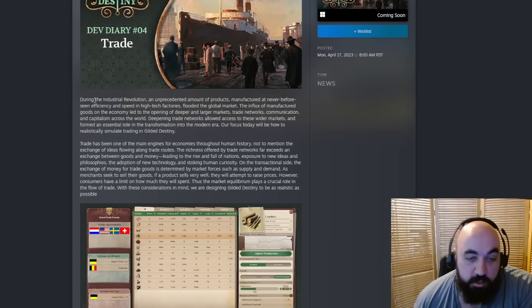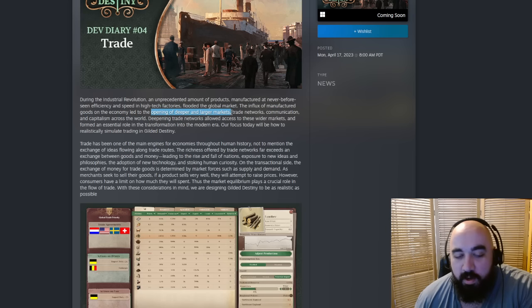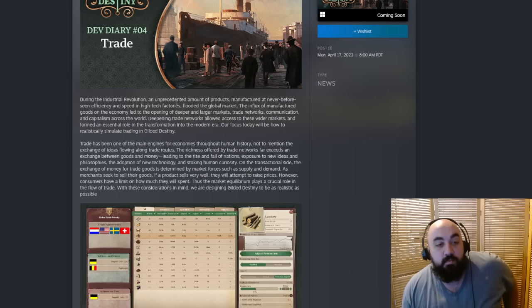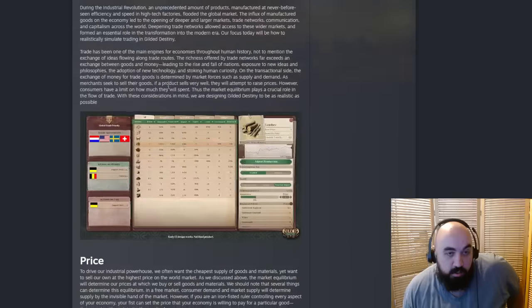During the Industrial Revolution, an unprecedented amount of products manufactured at never before seen efficiency and speed in high-tech factories flooded the global market. The influx of manufactured goods on the economy led to an opening and deepening of larger markets. Trade networks, communication, and capitalism across the world. Deepening trade networks also allowed access to these wider markets and informed a central role in the transformation into the modern era. Our focus today will be how to realistically simulate trade in Gilded Destiny.